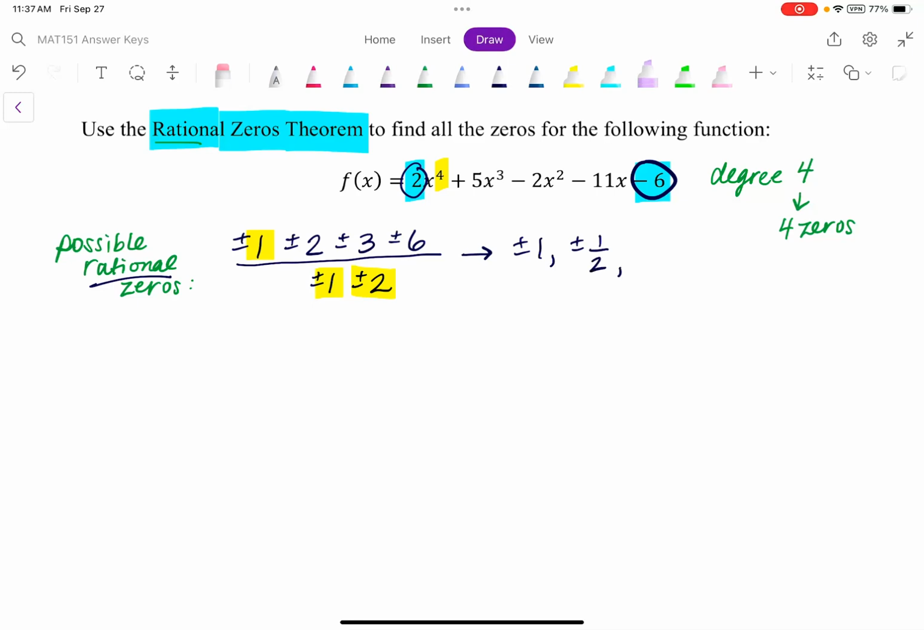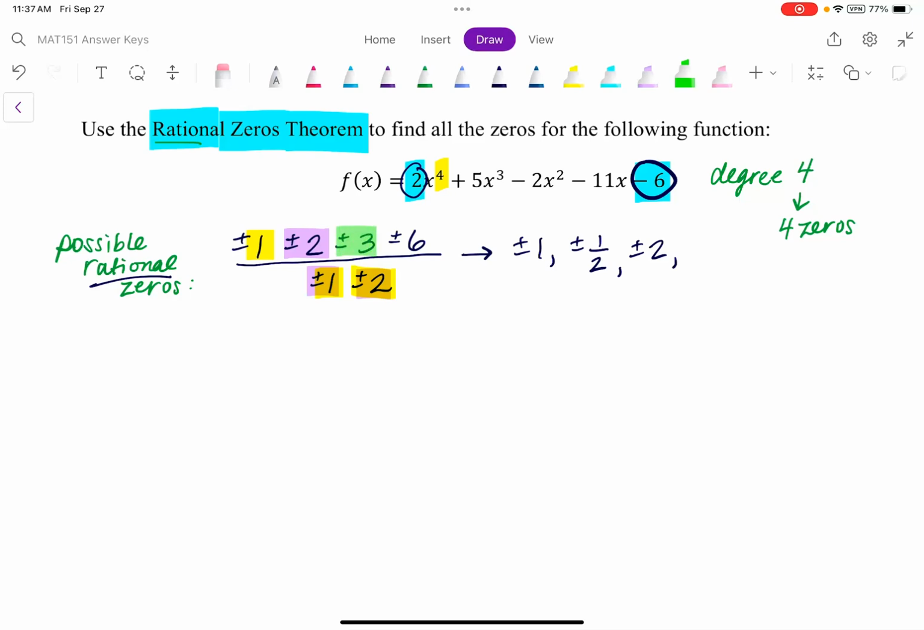And then we move on and we'll take 2. So 2 divided by 1. 2 divided by 1 is just 2. And we just keep going through this list. 2 divided by 2. Well, 2 over 2 is 1. We don't need to list that again. We already have that one.